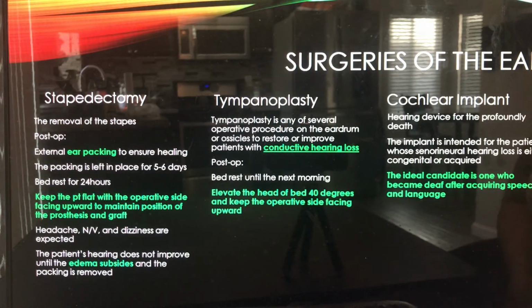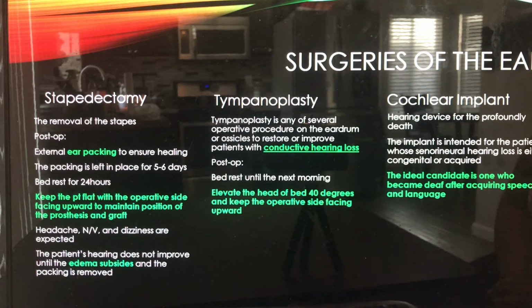Okay, so let's go over some of the different surgeries of the ear. So you have the stapedectomy. This is the removal of the stapes, and you want to remember post-op external ear packing to ensure healing. And the packing is left in place for 5 to 6 days. The patient is going to be on bed rest for the first 24 hours.